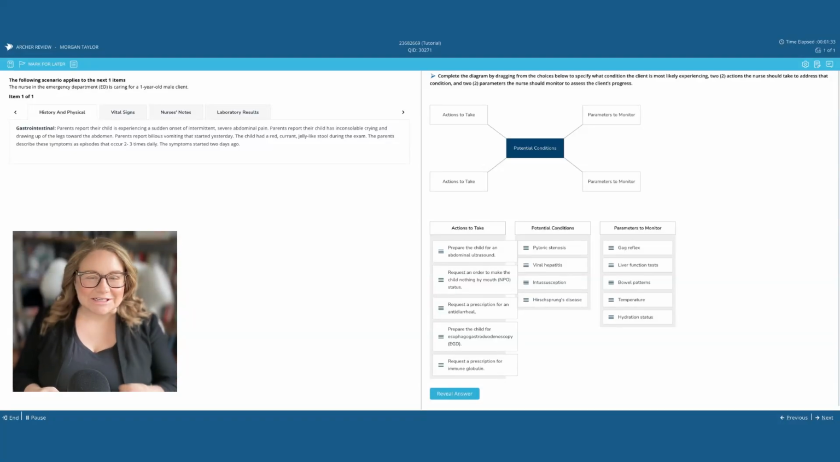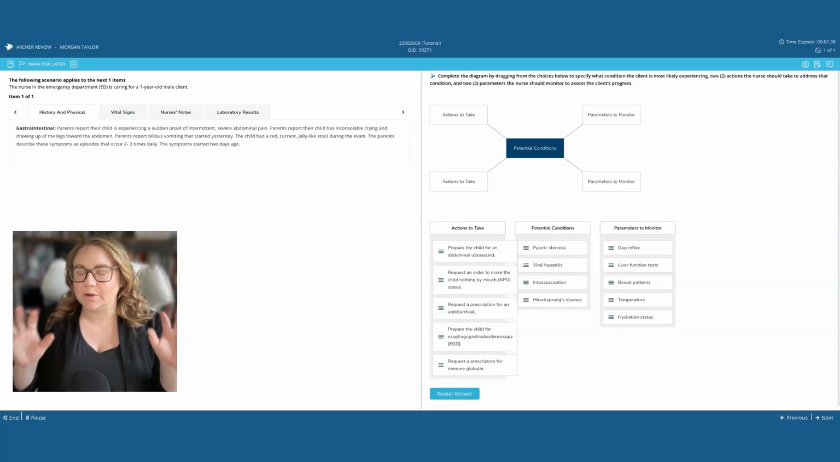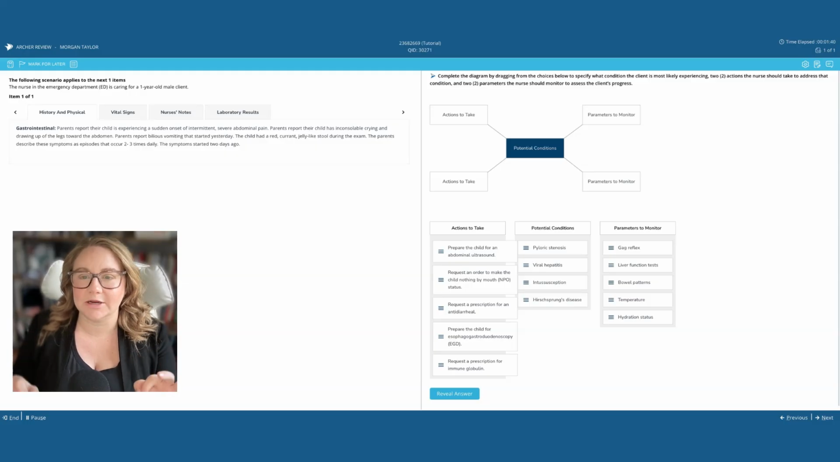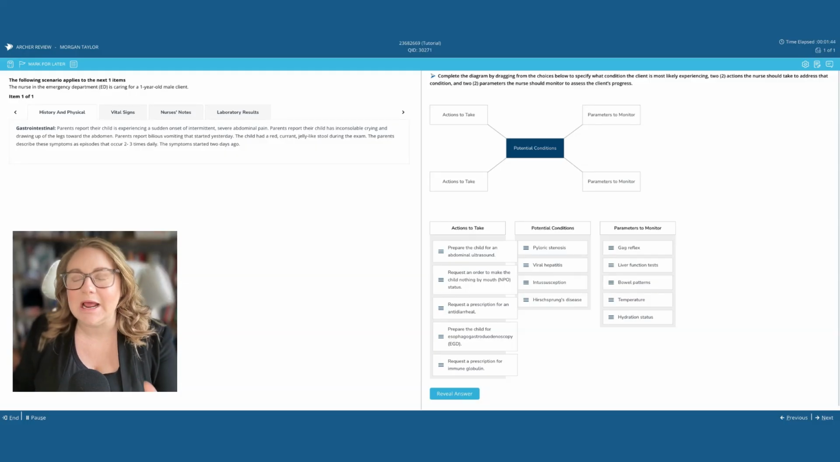For our bow tie questions, we are going to start in the center and then move left to right. So as always, what is our potential condition? Go through the stem, read all of the information, and pick out those most important cues.